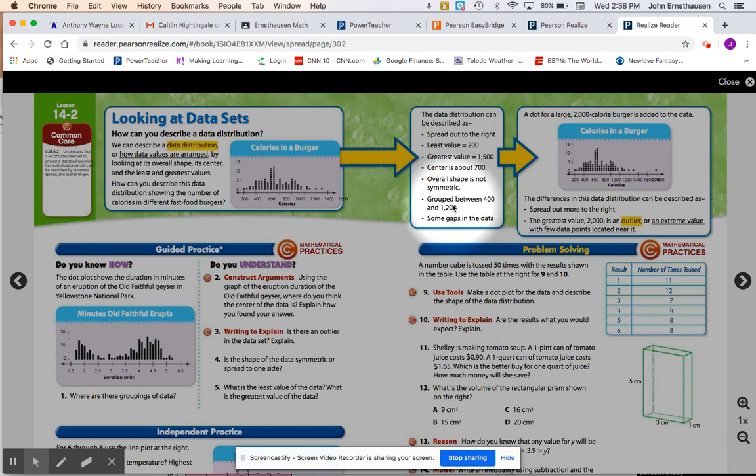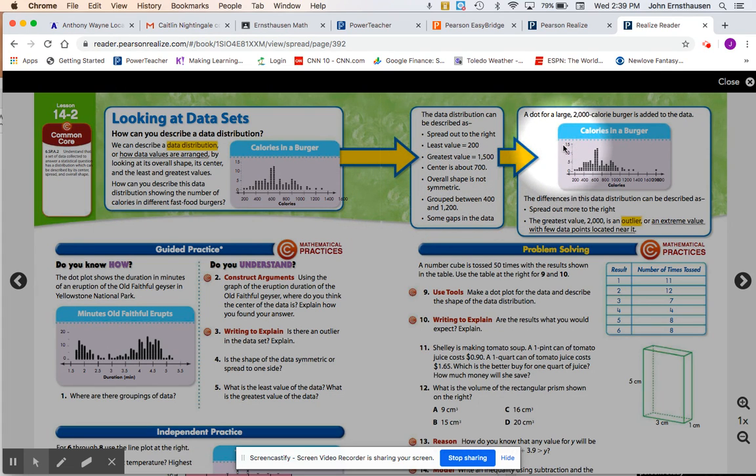And gaps would basically be just what the word sounds like, where there's an opening between points. You could see a gap right here, and you can see more gaps right here. Here would be the groupings. Now, back at the top where it said spread out to the right, basically that means skew to the right. It's like going down a hill. So whatever direction the hill is going down is where it's spread to.